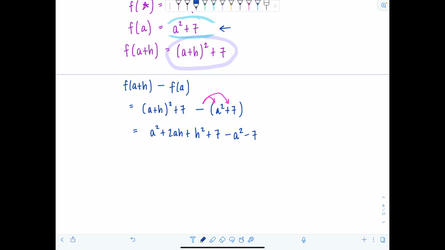Anything we can clean up? Clean up crew coming in. A squareds are gone, 7s are gone, and we are left with 2ah plus h squared. Actually, anything that didn't have an h should cancel out when you're evaluating f of a plus h minus f of a. Fun fact, you'll see why later when you get to calculus. So that concludes the lesson.